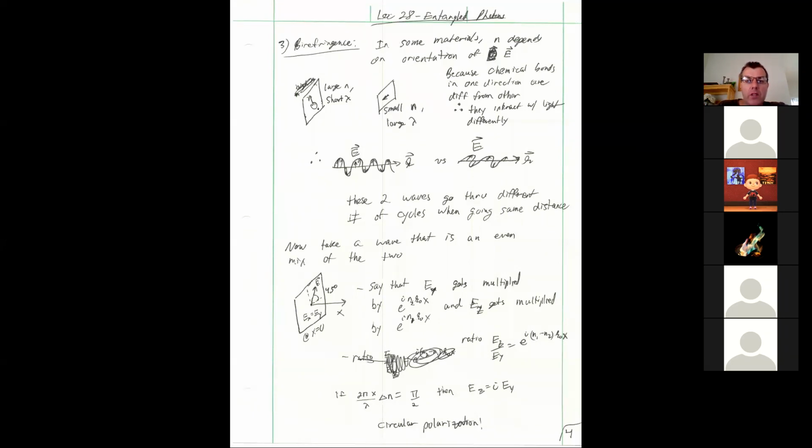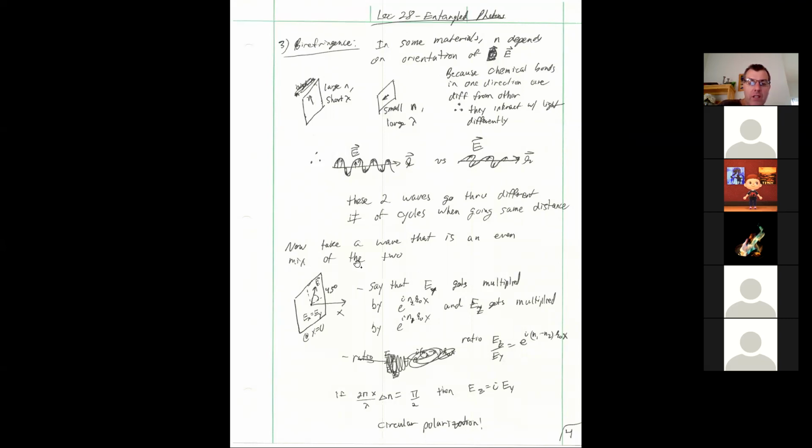So if you've got a crystal where the chemical bonds in one direction interact more strongly with an electric field than the chemical bonds in the other direction, then if I send in a wave polarized along here, I get a really strong interaction. I get a really large refractive index. I get a short wavelength. And if I send in light oscillating like this, I get a weaker interaction, a smaller index of refraction, and a longer wavelength. So I've got two waves that will be refracted differently. I've got two waves that will undergo different numbers of oscillations.